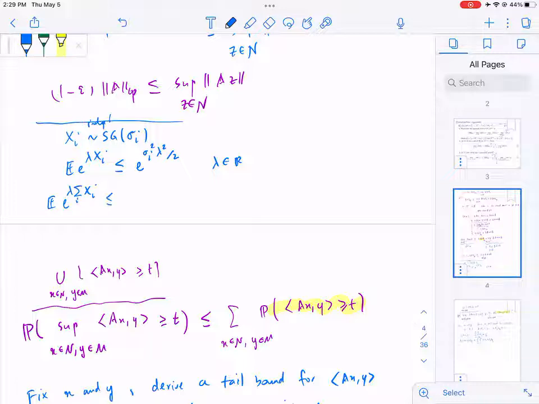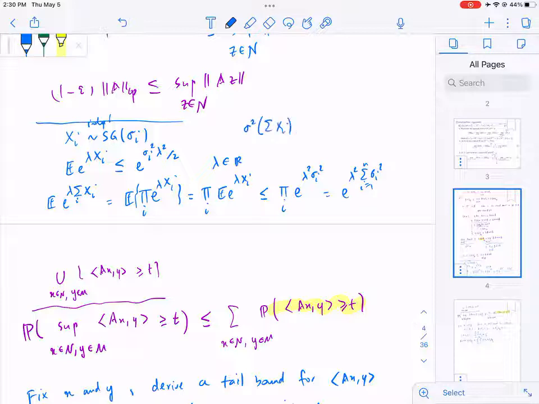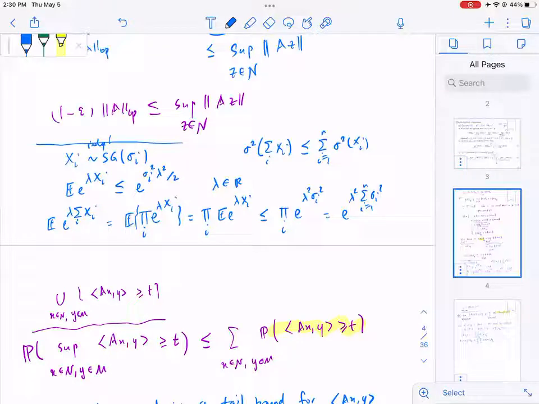Now I just have to compute the MGF of the sum, which is the expectation. It's actually equal to the expectation of the product of e to the lambda xi. You know what happens here, right? So you get the product over i of e to the lambda squared sigma i squared. So I can say the sub-Gaussian standard of the summation is bounded by the summation from i equals 1 to n of the sub-Gaussian standard of the individual ones. It's like the variance, like a square.